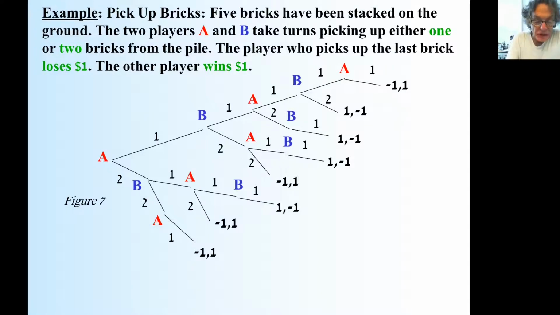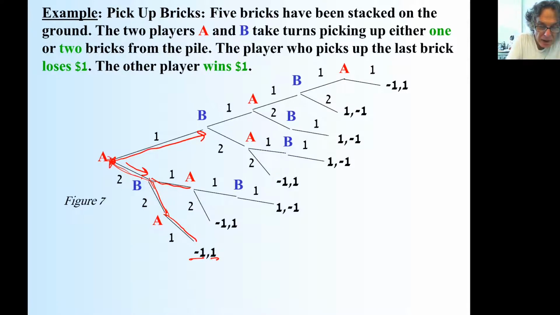In the beginning of the game, player A has two choices: to pick up one brick or to pick up two bricks. Let's say that he picks up two. Then B can pick up one or two. If she picks up two, 2 plus 2, 4, A has no choice but to take the last one. Who took the last one? A. He loses one, B wins one.